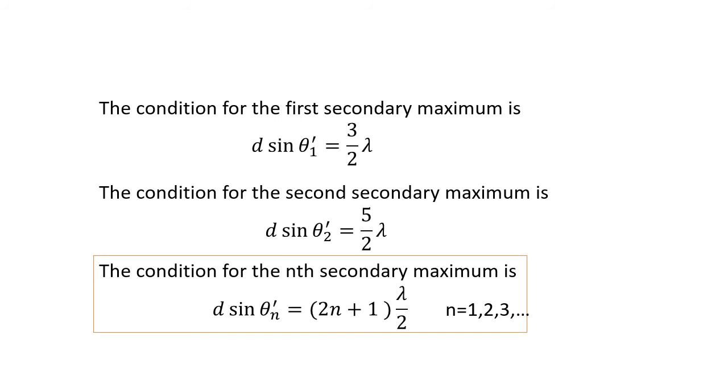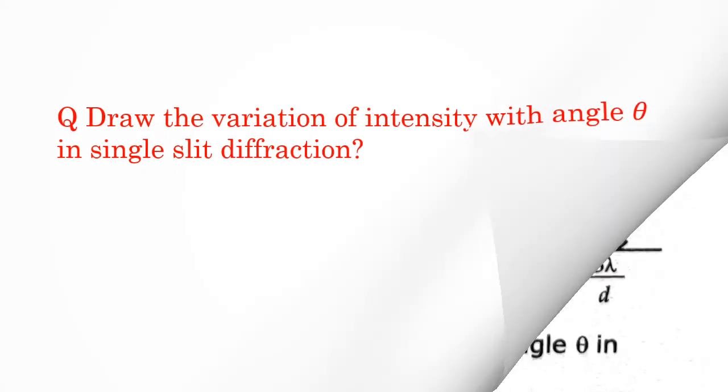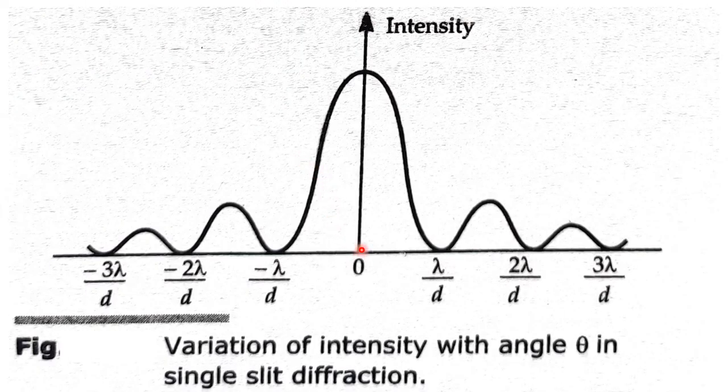Moving to our next question and our final question. Draw the variation of the intensity with angle θ in the single slit diffraction. Now, at the center of the screen we had a bright fringe. Now at the center all of the light was being focused and no light was being lost. So here we will have the maximum intensity.